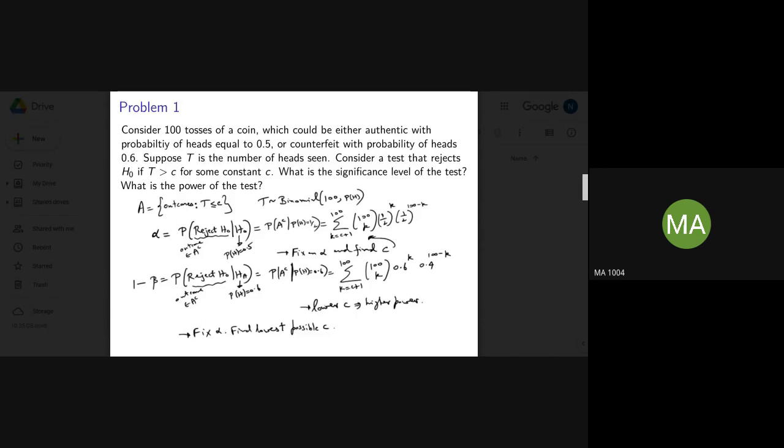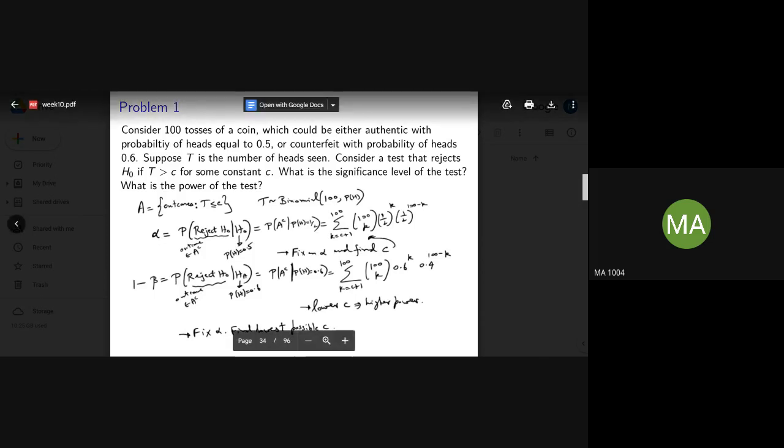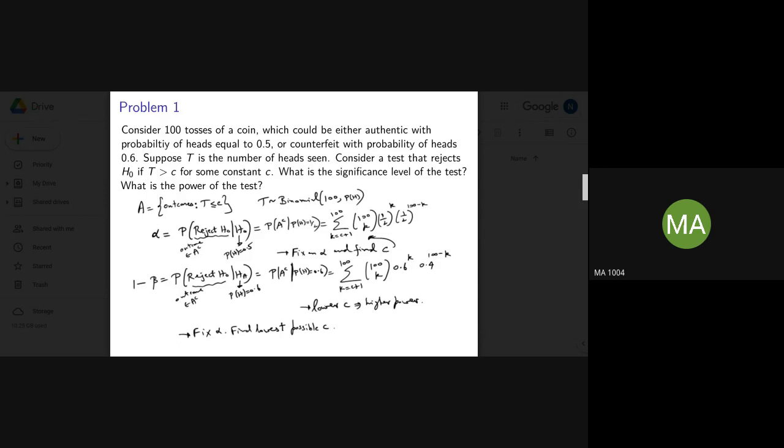And there is a critical value, right? See here, it says consider a test that rejects H naught if T is greater than C. So what is T? T is a test statistic. And how is it defined? It is defined as the number of heads seen.